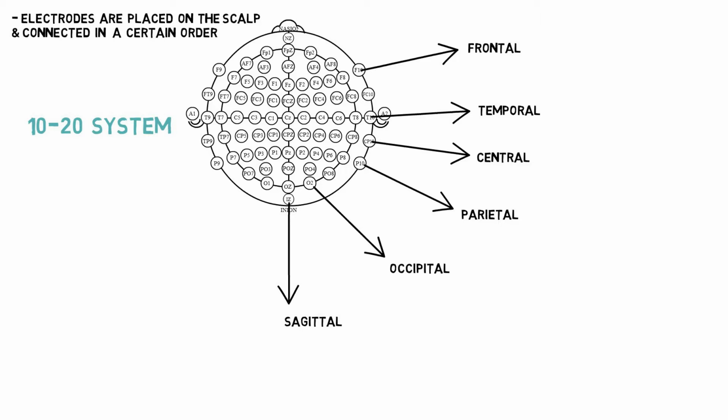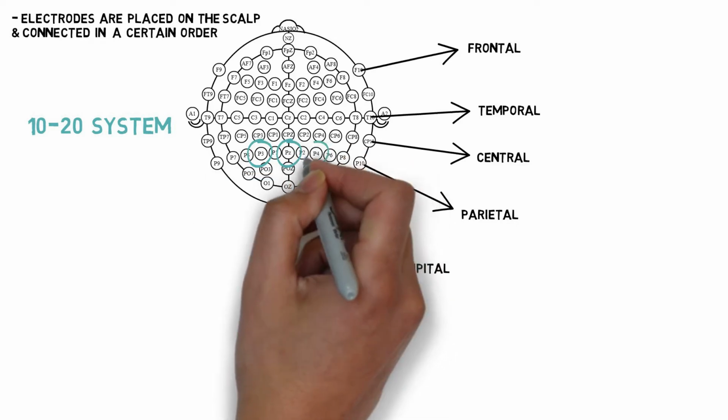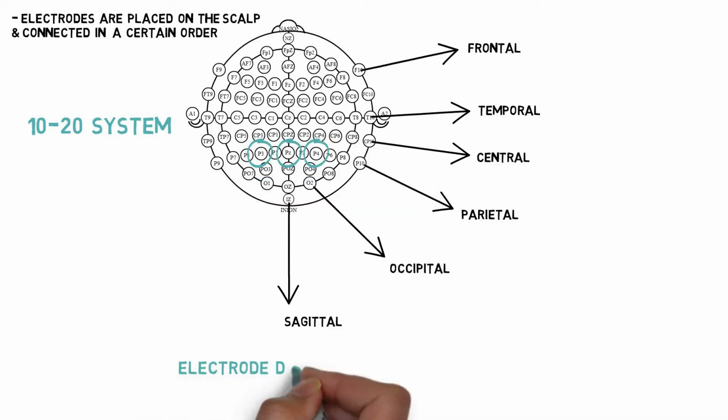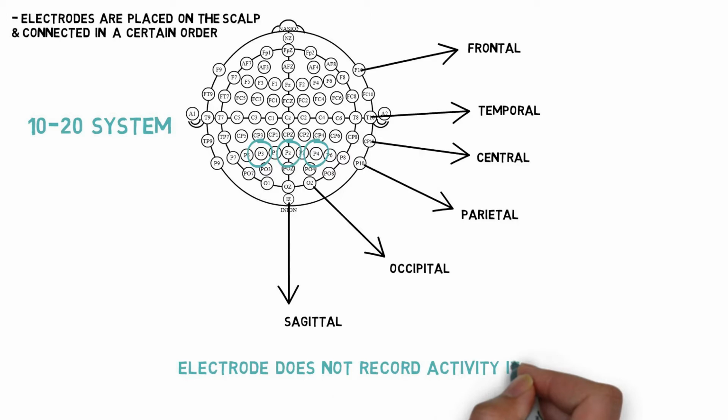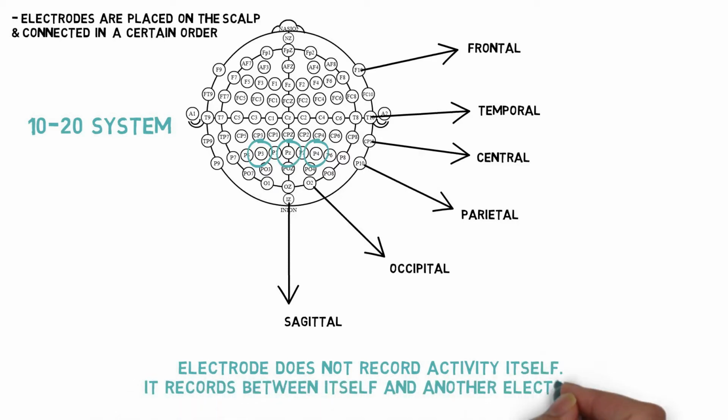Numbers are assigned to the positions as well, with even numbers on the right and odd numbers on the left. So, for the parietal lobe, there's the PZ lead, the P3 lead, and the P4 lead. It must be remembered that the electrode does not record the brain underneath itself. It records the brain activity between itself and another electrode.